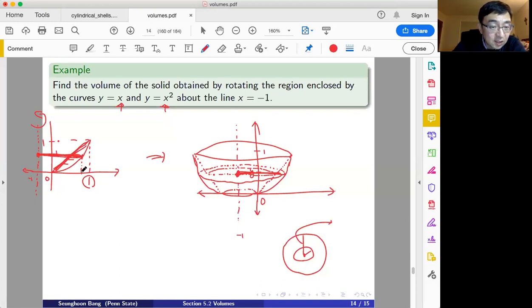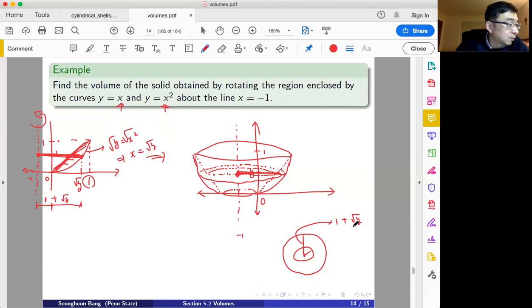What's that? This is the x value. This one is y equals x squared. Take the square root of both sides: x equals the square root of y. So what is the outer radius, from here to here? This length is 1, and this length is the square root of y. So 1 plus the square root of y is exactly the outer radius.